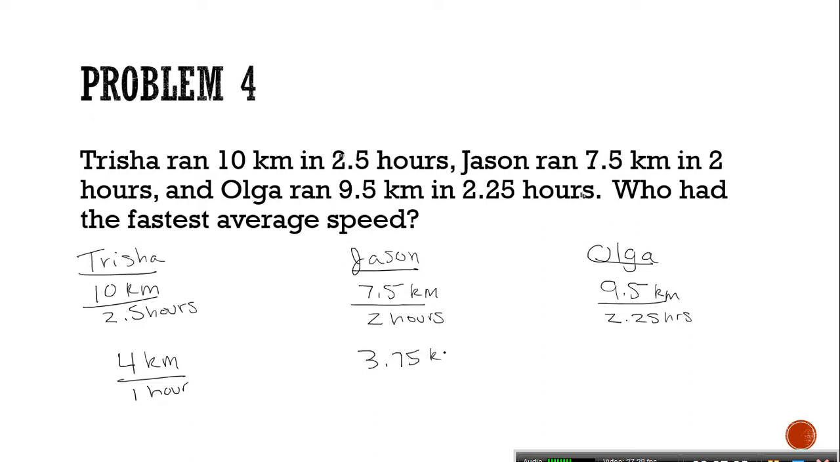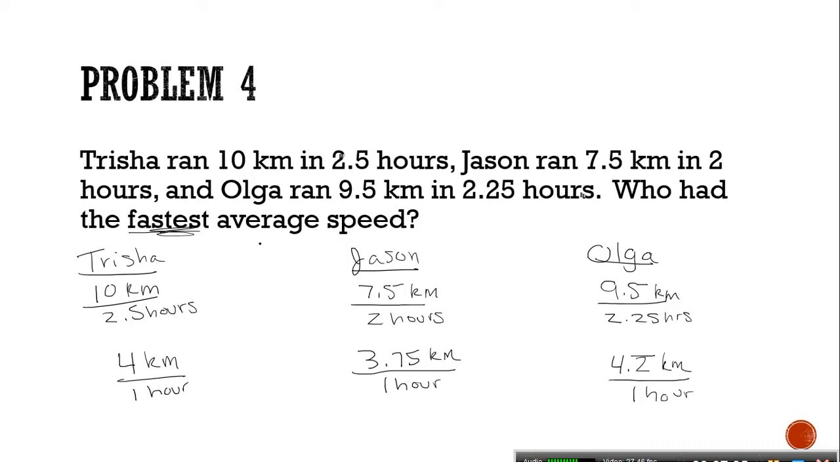You can try that on your calculator if you want. So he's running 3.75 kilometers per hour. So he's running a little slower than Trisha. Now about Olga, 9.5 divided by 2.25. Divide that, you get 4.2 repeating. So I'm going to put the bar over the 2. Kilometers per hour.